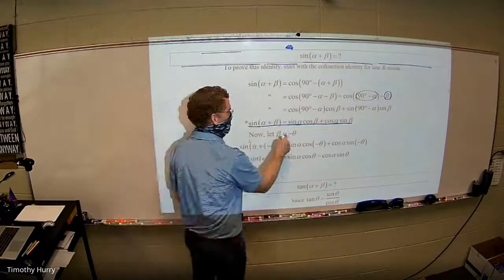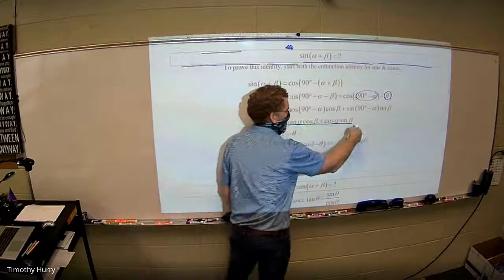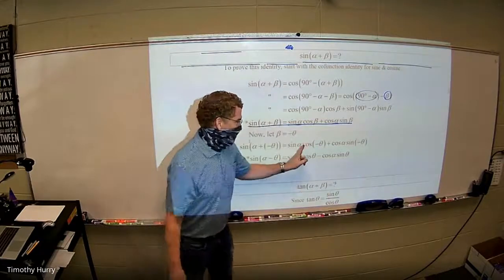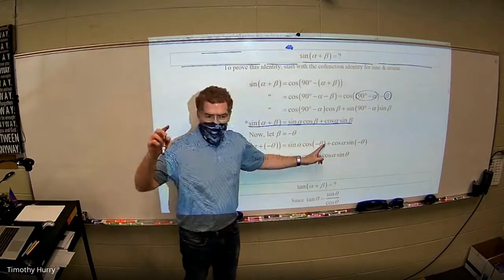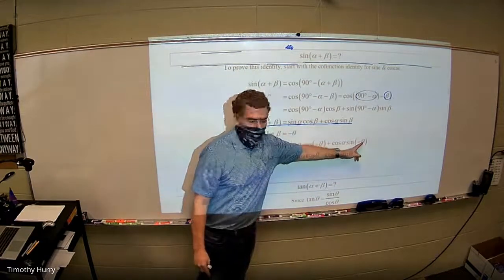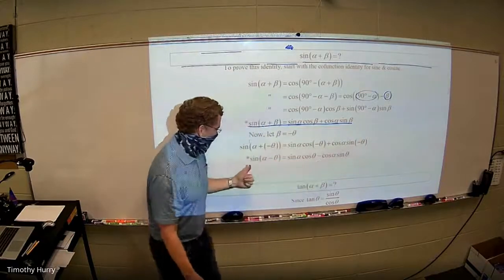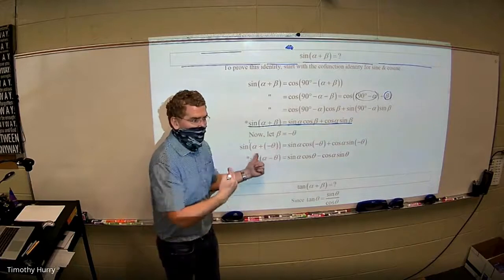I let b equal negative theta. I replace that with a negative theta, that with a negative theta, and that with a negative theta. What's your rule on cosine of negative thetas? What do you do with the negative? Toss it. What do you do with the sine of negative theta? Bring it out. And now I have a sine of alpha minus theta, which is like angle minus angle.